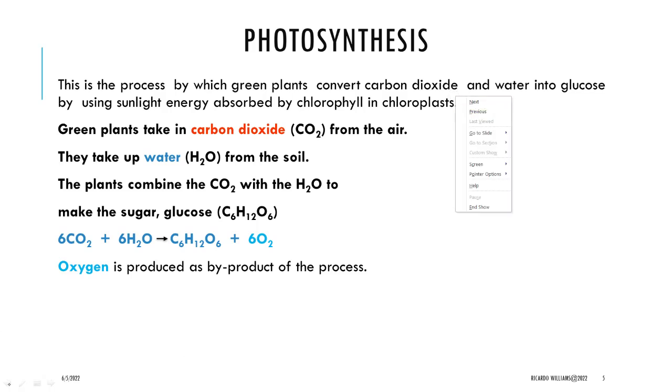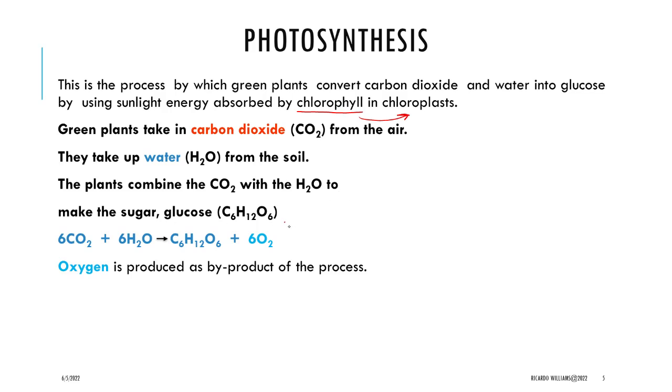So the chloroplast is an organelle that contains a special pigment called chlorophyll. So chlorophyll is found inside the chloroplast. Now, the green plants, and this chlorophyll is a green pigment, take in carbon dioxide from the air, and they take up water from the soil. The plants combine water and carbon dioxide to make glucose, right?